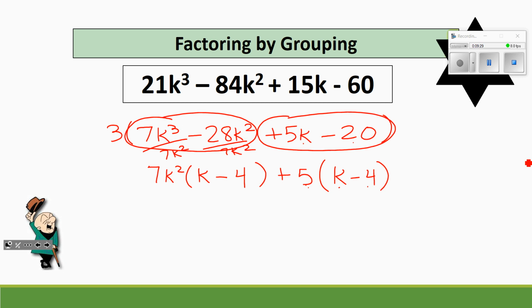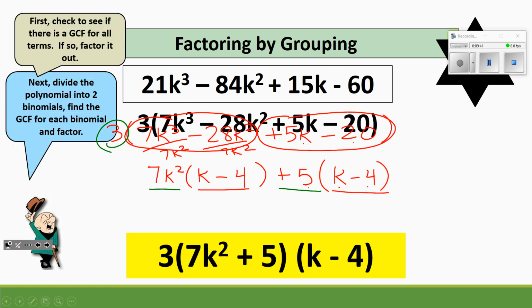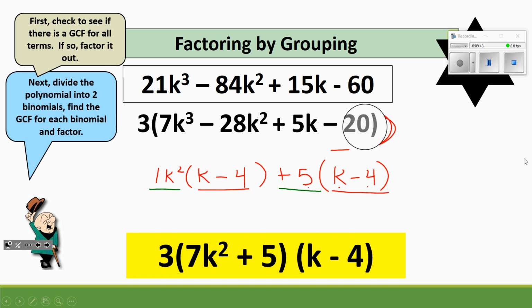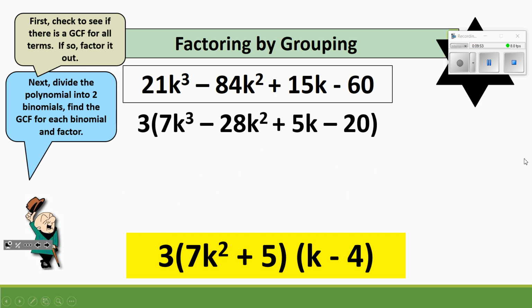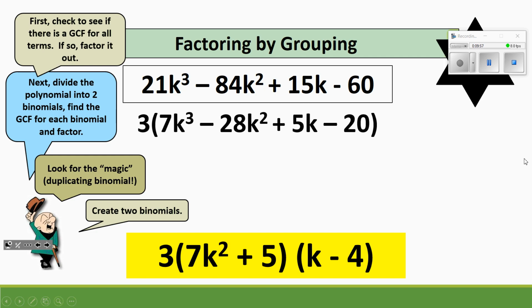So I've created my 2 binomials. The first one is inside. The second one is outside, and then we do not want to forget our floater. So in our final answer, it would be 3, I'm going to erase this right here so you can see that, 3 times the 2 binomials that we created, which were 7k squared plus 5 and k minus 4. That is factoring by grouping, which involves factoring when you have 4 terms.